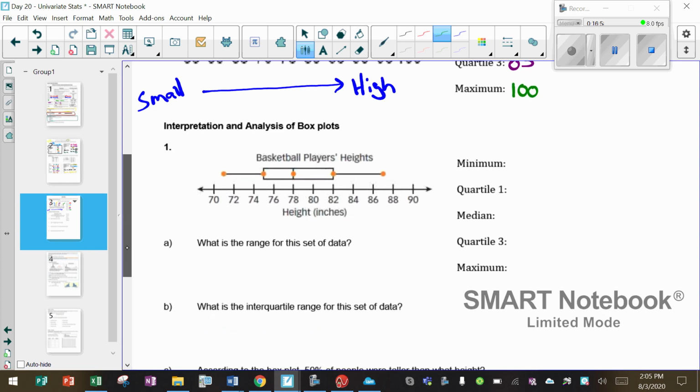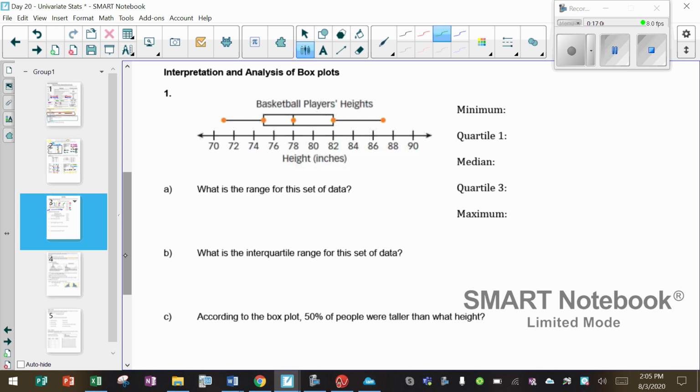So pause the video, write out the numbers for the 5-number summary for this, and then answer some questions, and then start it back up, and we'll see how you did. So pause it, do it, and then come back.